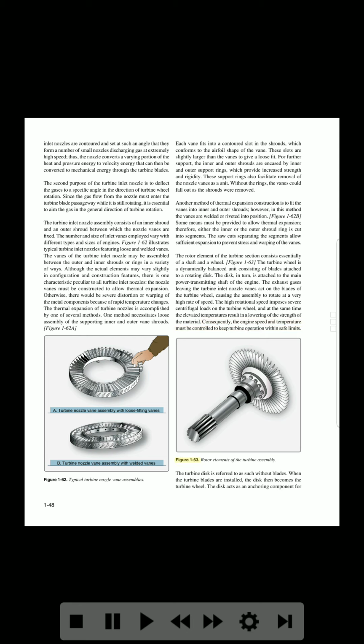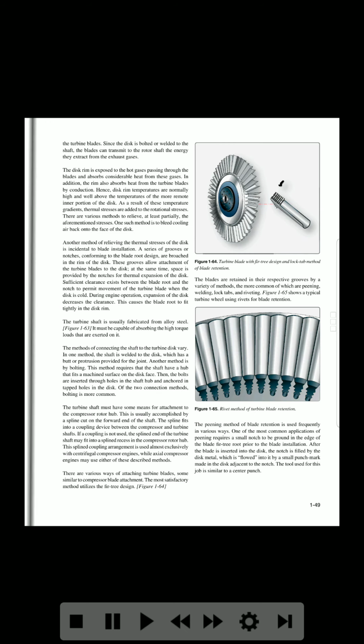Figure 1-63. Rotor elements of the turbine assembly. The turbine disc is referred to as such without blades. When the turbine blades are installed, the disc then becomes the turbine wheel. The disc acts as an anchoring component for the turbine blades. Since the disc is bolted or welded to the shaft, the blades can transmit to the rotor shaft the energy they extract from the exhaust gases.